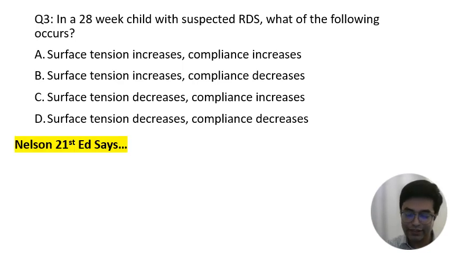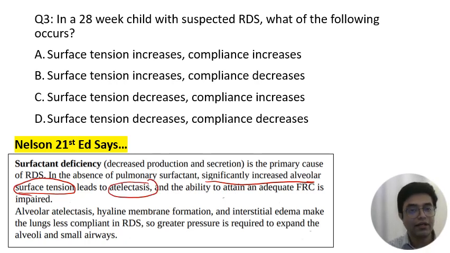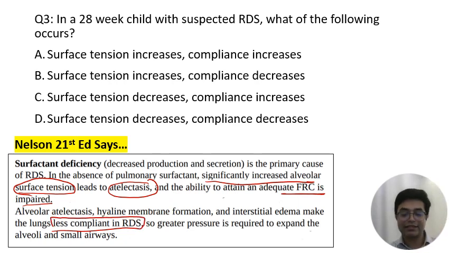So what does Nelson say? Nelson 21st edition says surfactant deficiency is the primary cause of RDS. In the absence of pulmonary surfactant, there is significantly increased alveolar surface tension. What happens because of that? Collapse of alveolus, atelectasis will happen, right? FRC will be reduced, it will be impaired, and alveolar atelectasis will make the lungs less compliant. So compliance will be less, surface tension will be increased. So the answer to this question is B. So it's an indirect repeat question and kind of overlap between pediatrics and physiology, right?